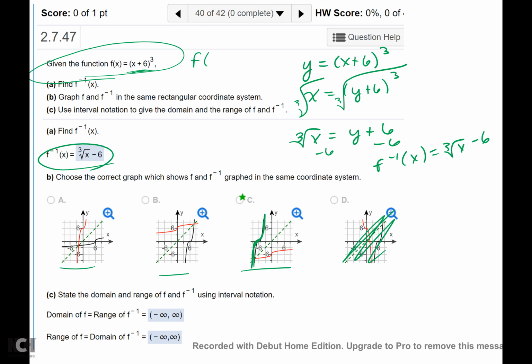So if I did f of, I don't know, let's do negative 7. I'd have negative 7 plus 6 cubed, that'd be negative 1 cubed, which would be negative 1. So negative 7, negative 1. If I do negative 6, I'd have 0 cubed, which is 0, so negative 6, 0. And then let's do negative 4. I'd have negative 4 plus 6 cubed, which would be 2 cubed, which would be 8. So at negative 4, 8 is up there. And then if you switch those ordered pairs and graph them, you'll get this function. Your domain for cube roots is always negative infinity to infinity.